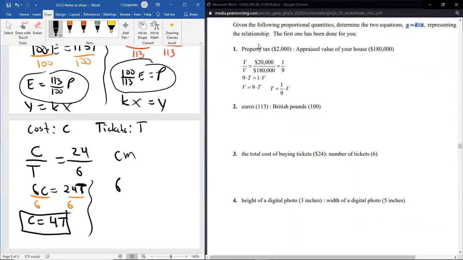Or you take your 6C equals 24T, and you divide both sides by 24 instead. Now that does not divide perfectly, but it does reduce to 1/4. So 1/4 of the cost of tickets would give you the total number of tickets you buy. So this would be the other version. Look at that. K was 4 in one scenario, 1/4 in the other.